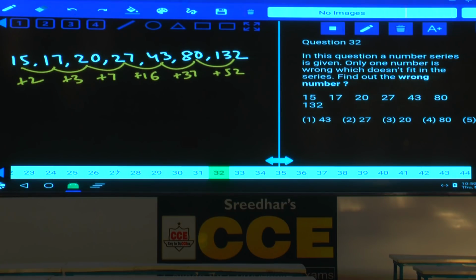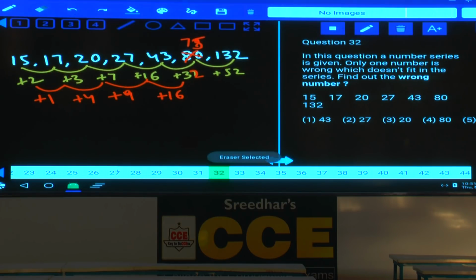Now these are the differences. Again, we need to check the difference of differences. 2 and 3, difference is 1; 3 and 7, difference is 4; and the next, 7 and 16, difference is 9. 1, 4, 9, and the next difference must be how much? 16 should be the difference. That means 16 plus 16, 32 should be added rather than 37. That means 43 plus 32, the number must be 75. And if it is 75, then the number is 75.